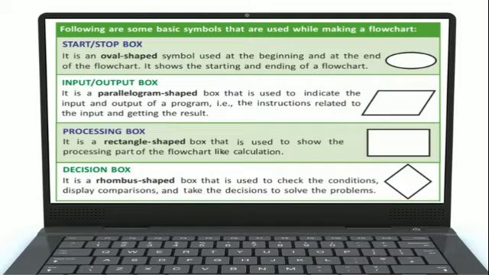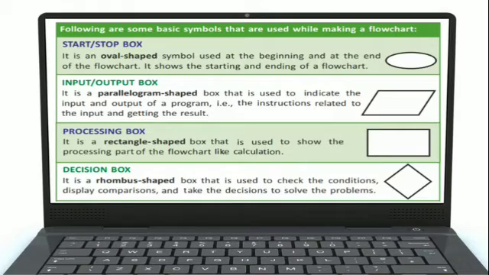The next is the input output box. If we have to take any input or show the result on the screen, this particular step will be written in a parallelogram shape box. So the parallelogram shape box is used to write down the input and output in the flowchart. Next is the processing box. It is a rectangular shape box and, as its name implies, it is used to write down the processing. Whatever work we are doing, we will write that in the processing box.